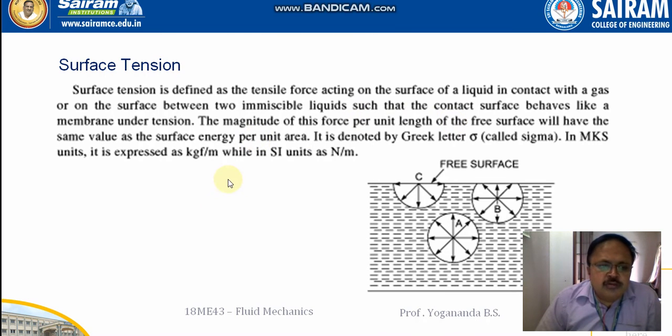Afternoon, friends. Now, the concept of surface tension. It is defined as the tensile force acting on the surface of a liquid in contact with a gas, or on the surface between two immiscible liquids. Now, if you see the figure, we have water here. The water is in contact with the air above. So now I have a thin membrane formed here, that is the free surface of water.